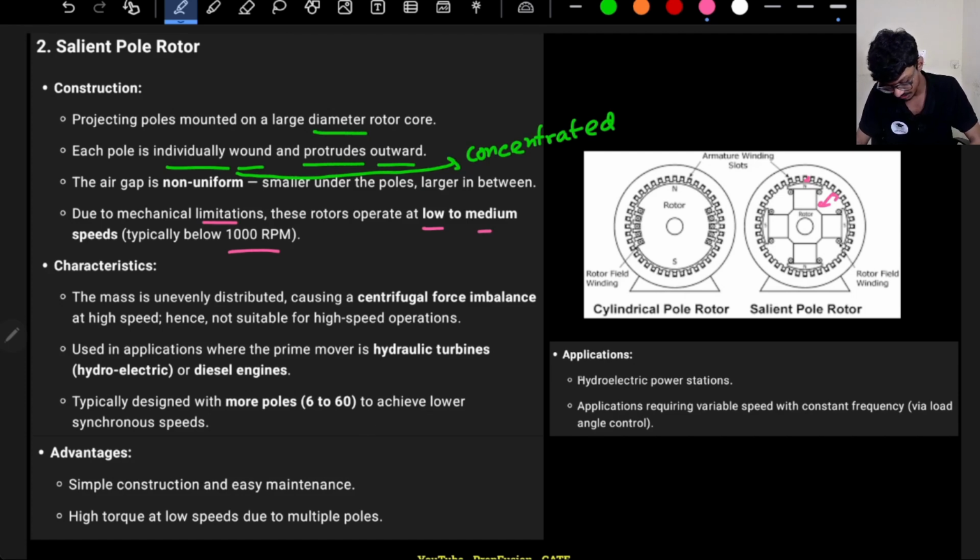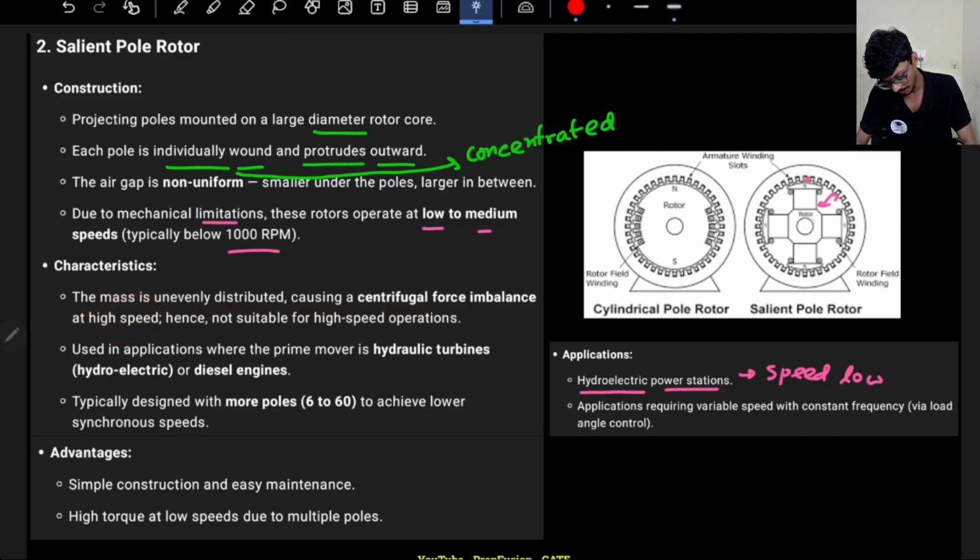So we generally use this in hydroelectric power stations, where the speed of the river, the stream speed, is generally low. If speed is low, then this kind of rotor is very useful. That's why you will see salient pole rotors used in hydroelectric power stations. The mass is unevenly distributed, causing a centrifugal force imbalance at high speed.